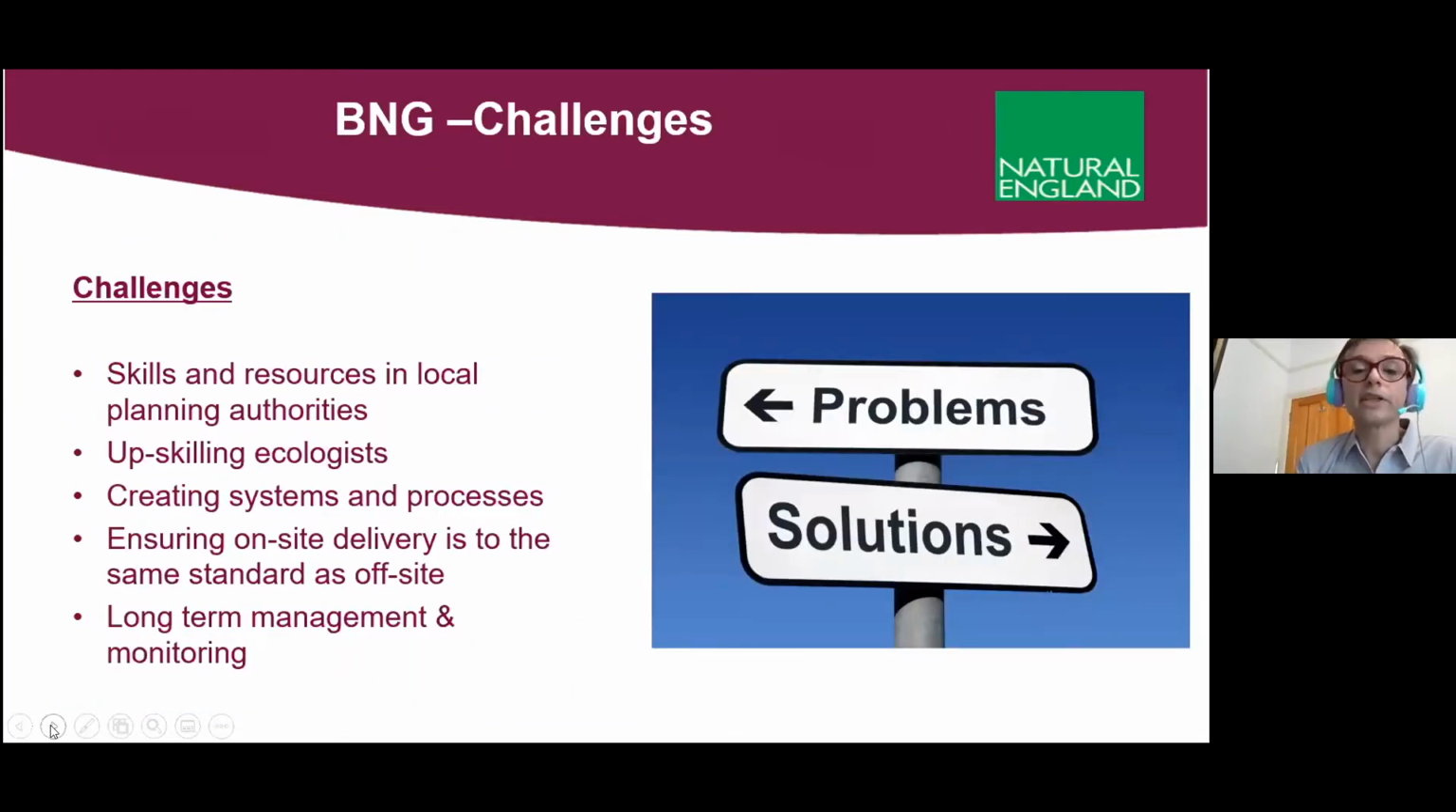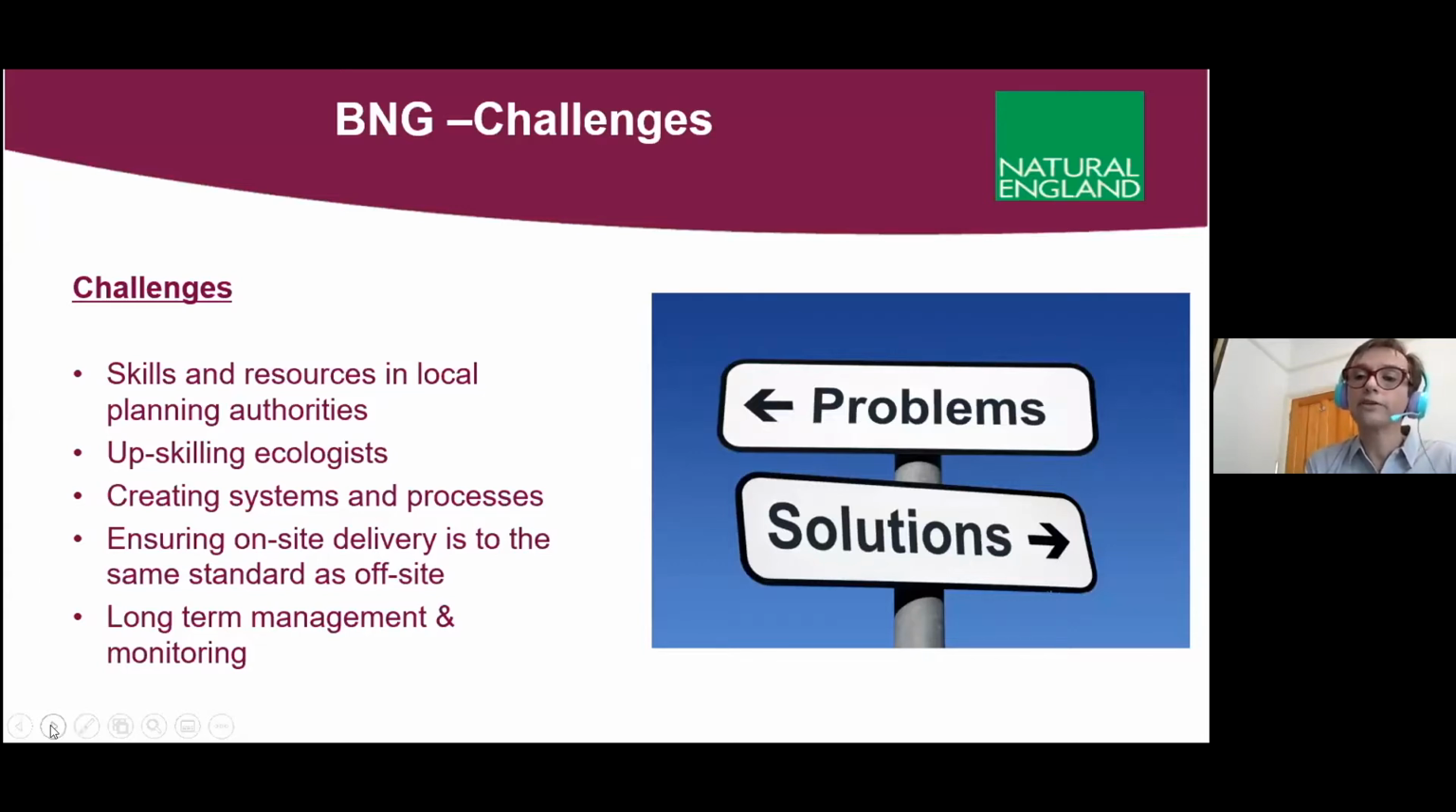But this hasn't been without challenges, and there are still challenges. These are in a number of areas. Firstly, there's a real challenge around skills and the resources, particularly in local planning authorities, and that's recognised. There is a need for additional resource going into local planning authorities so they can adapt to this and make the most of these new opportunities. There's also a need to upskill ecologists as a profession. They've been quite used to working in different ways, so there is a challenge for the profession to change how they approach this.